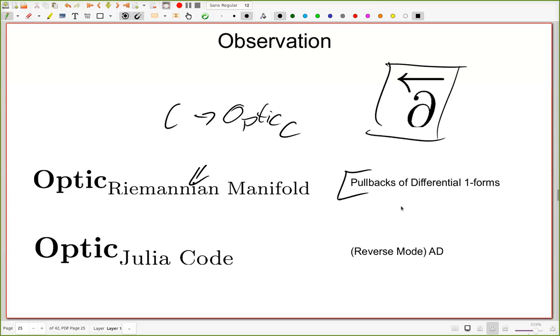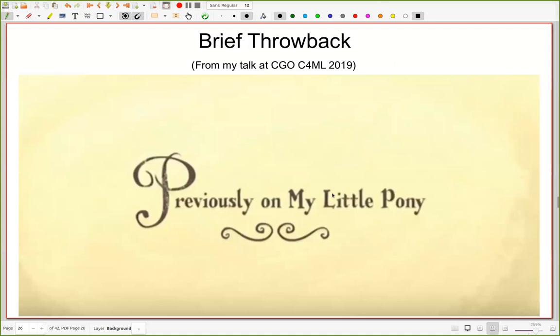And my claim is basically the exact same functor, if you apply it to Julia code, and to be precise, I sort of mean SSA form code, then you get what is traditionally known as reverse mode AD. So we sort of knew that reverse mode AD corresponded to pullbacks of cotangent vectors, but this optics construction makes it very, very precise what this analogy actually is. So there's some underlying category theory construction that gives us either pullbacks or reverse mode AD, depending on what underlying category you plug in.